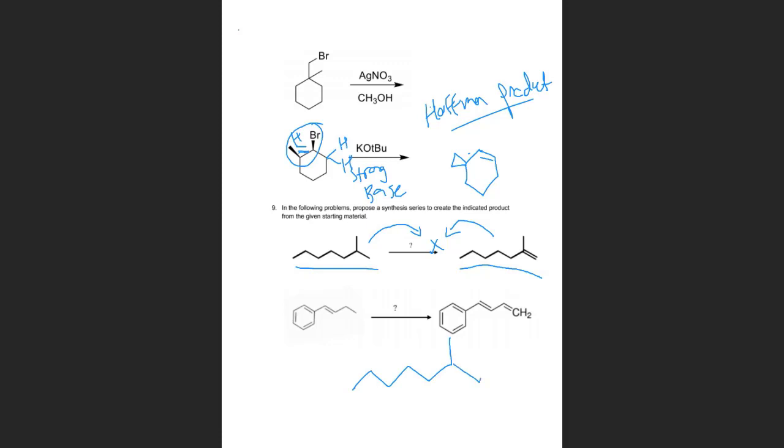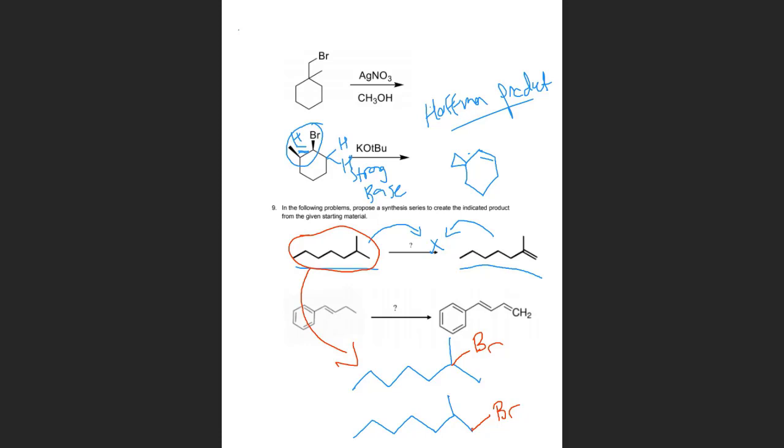We could have two options. We could have a bromine on this carbon right here, or we could have a bromine on this carbon right here. Okay? Now that we figured out two possibilities for the product right before, we're going to look at this one right here and see, okay, can we get to that there?